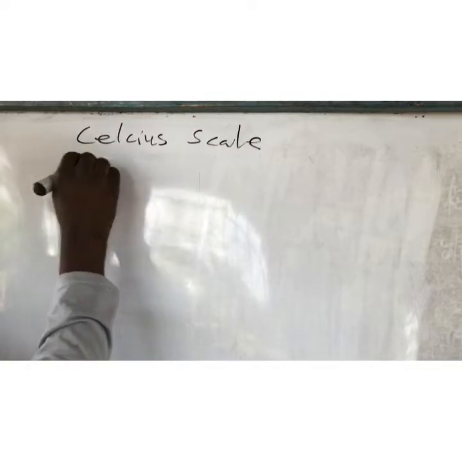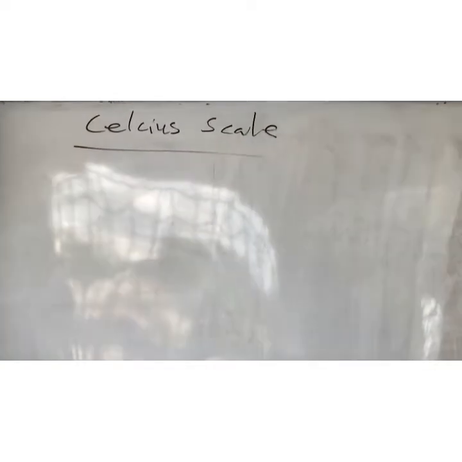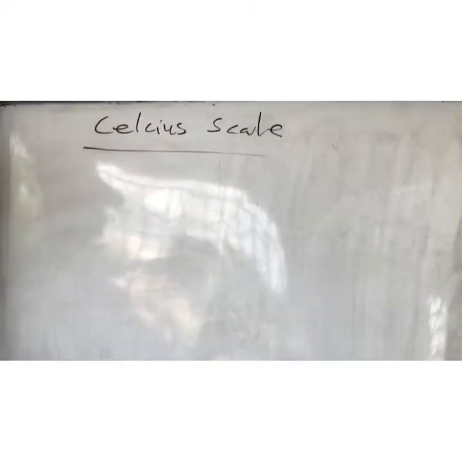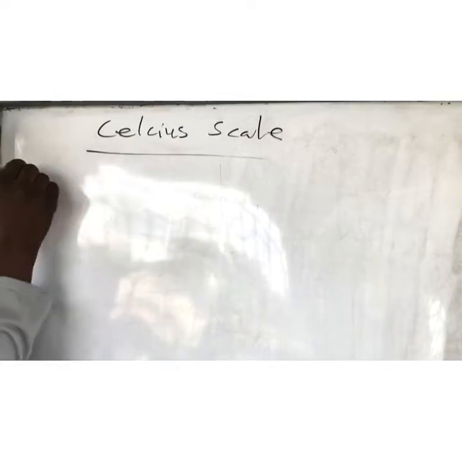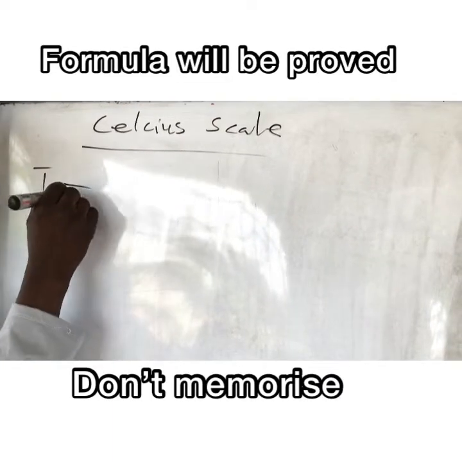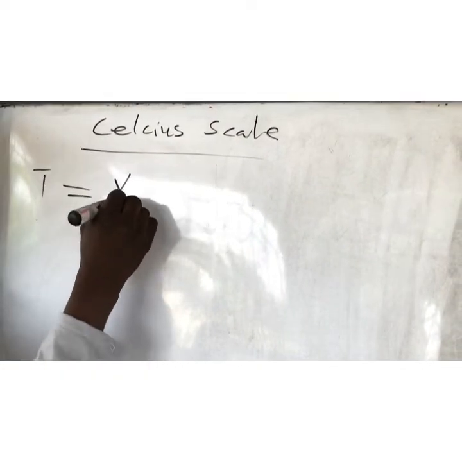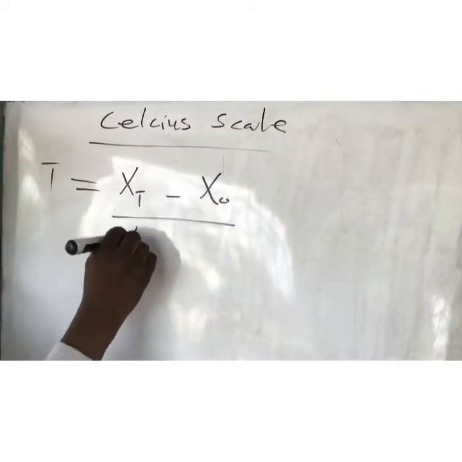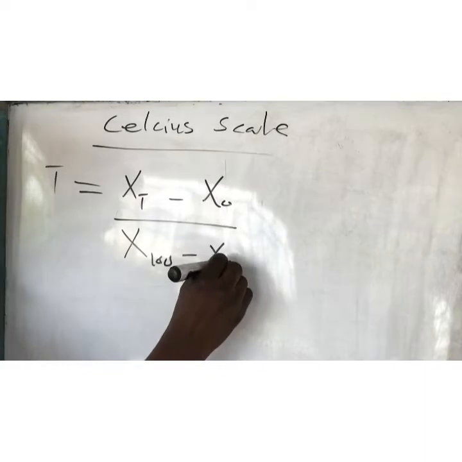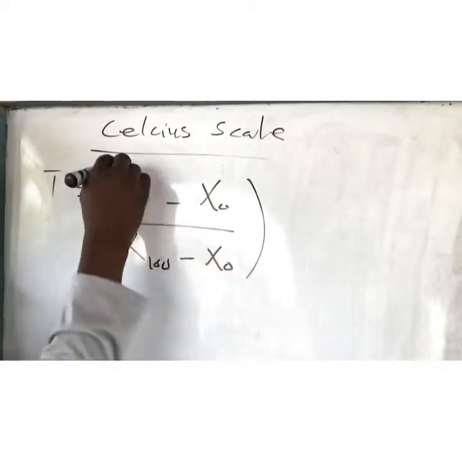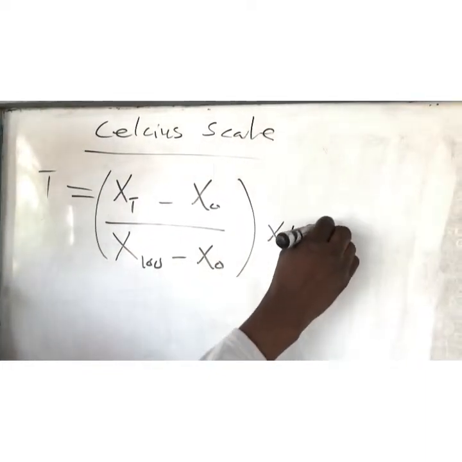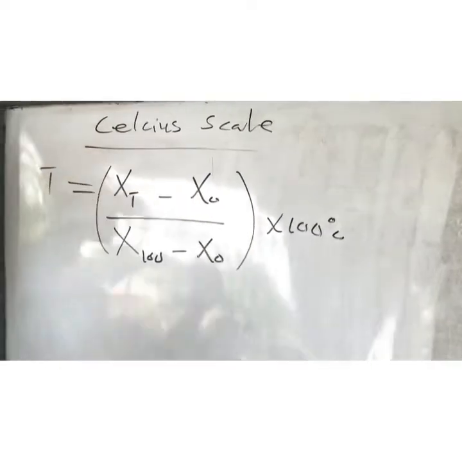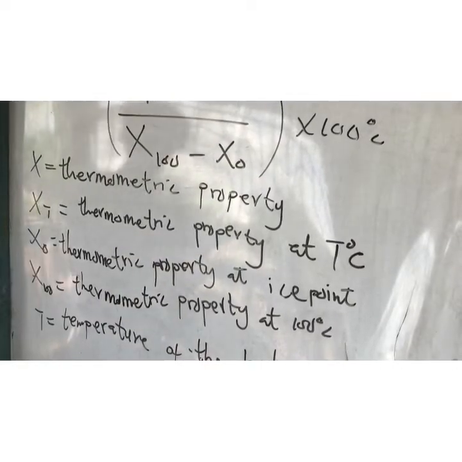With the Celsius scale, you could be asked to find the temperature of a body using this formula. T is equal to X_T minus X_0, all over X_100 minus X_0, then times 100. This is in degrees Celsius. Here are the parameters.